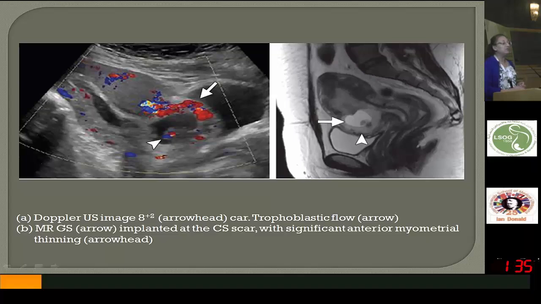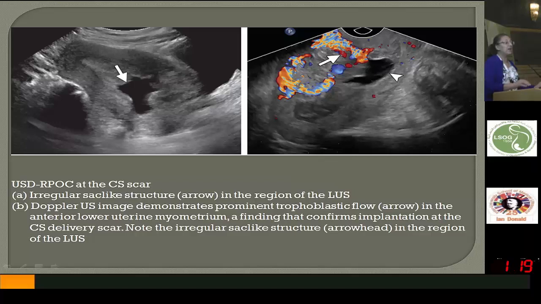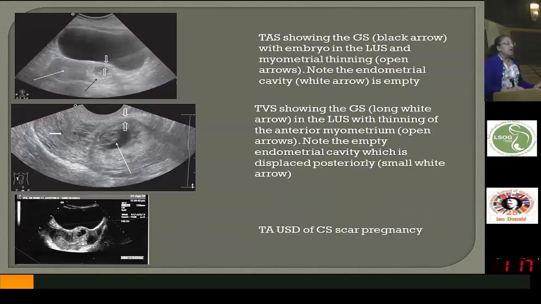You can see anterior, this is the sac with a lot of fluid. Usually with color Doppler you can see a lot of flow within the scar, cesarean scar pregnancy. This is an MRI of the same case. Also, this is an ultrasound. Ultrasound is the first diagnostic modality.